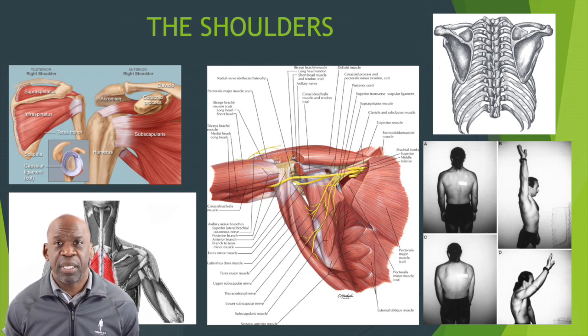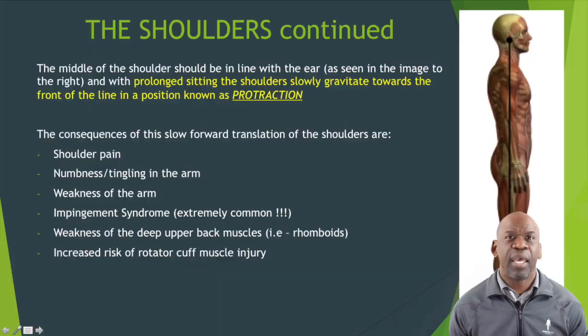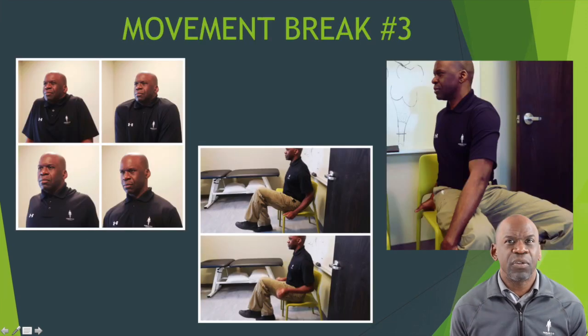And now we can begin to understand why, both as a result of altered function of the brachial plexus and poor periscapular posture. And here I've just listed a number of the common musculoskeletal complaints that are associated with poor periscapular posture and prolonged sitting. So let's stop again for a quick break and to interject some movement.